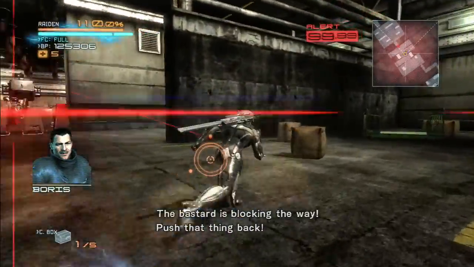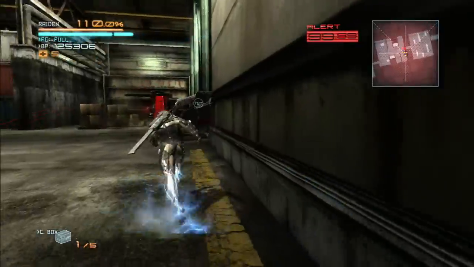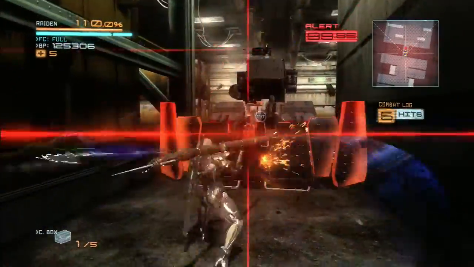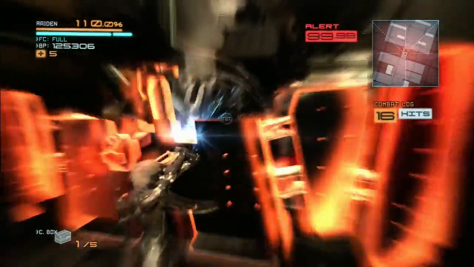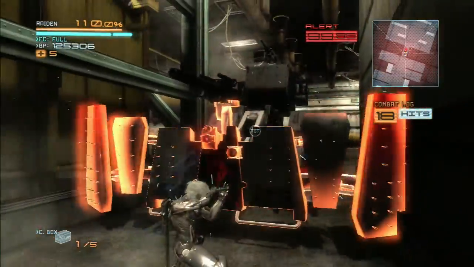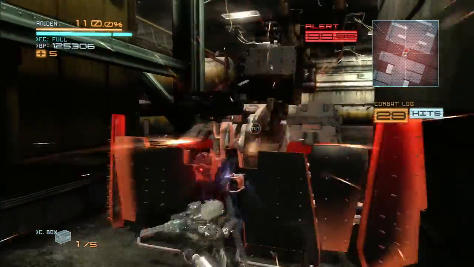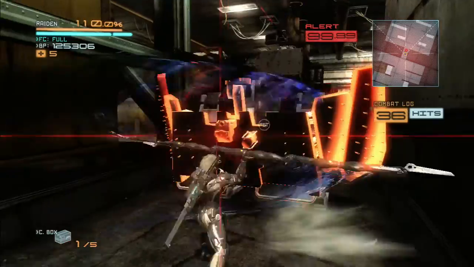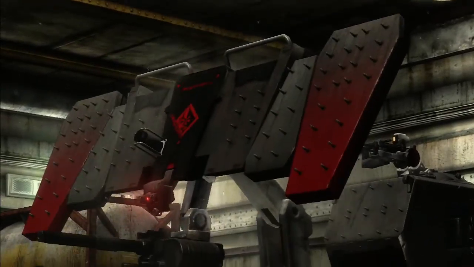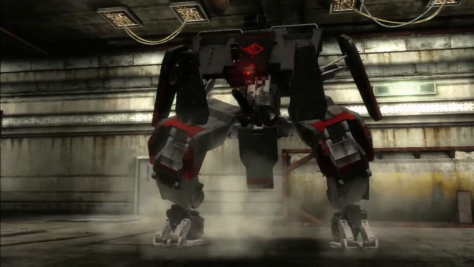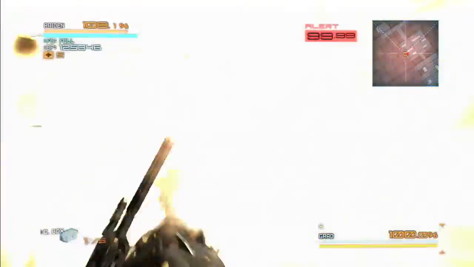The bastard is blocking the way. Push that thing back. To biped mode. Careful, it is a whole new battle now.